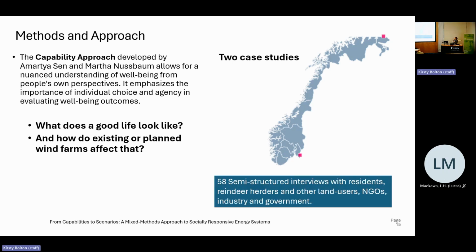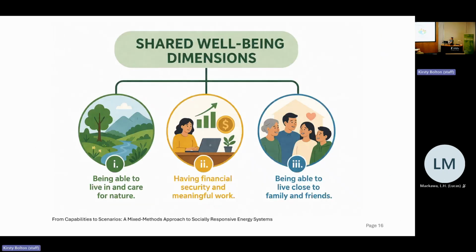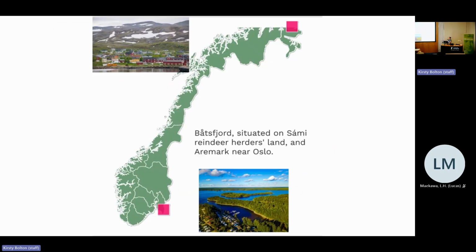And then we did 58 semi-structured interviews with residents, reindeer herders, and other land users, NGOs, industry, and government in those two places. And those are the shared well-being dimensions that we found were most important. The first one is being able to live in and care for nature. The second one is having financial security and meaningful work. And the third one was being able to live close to family and friends. So those were identified across the two case studies. Yeah, so you can see here, again, the north and the south where we were running those interviews.